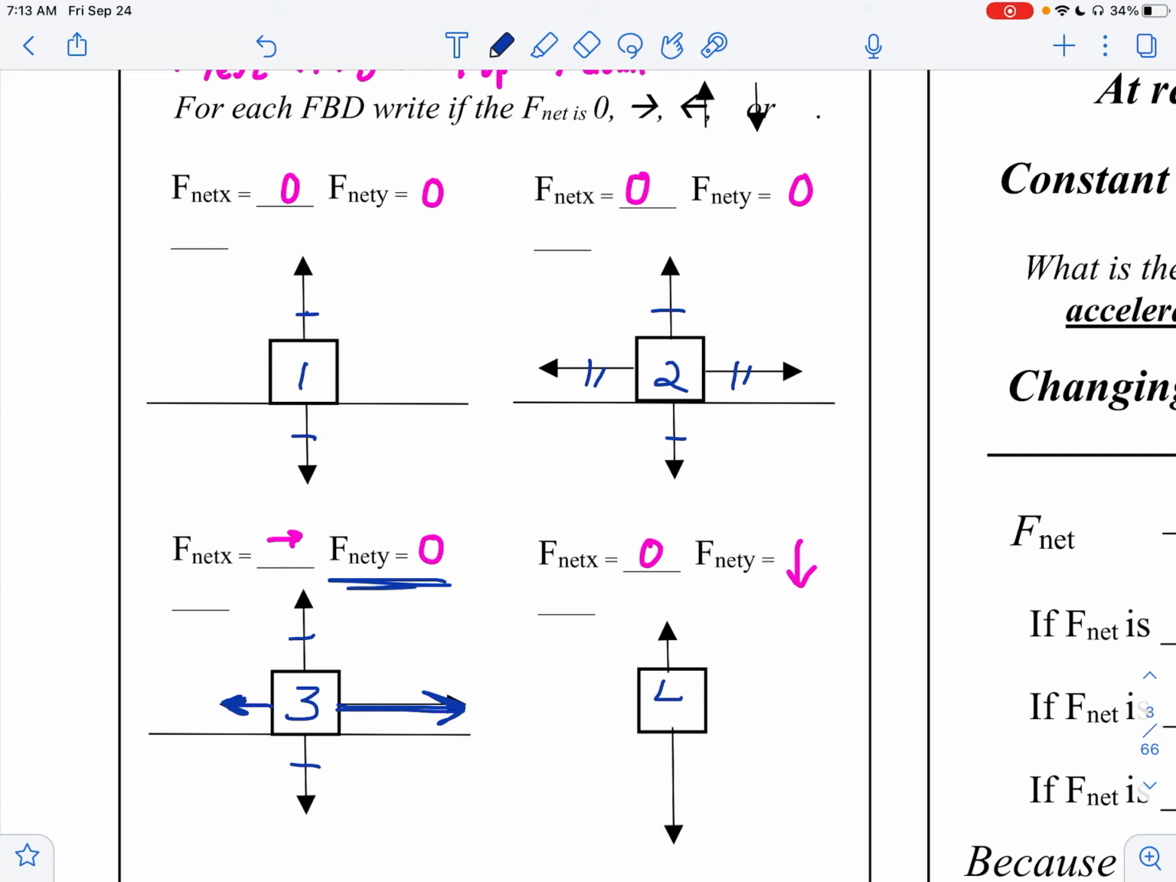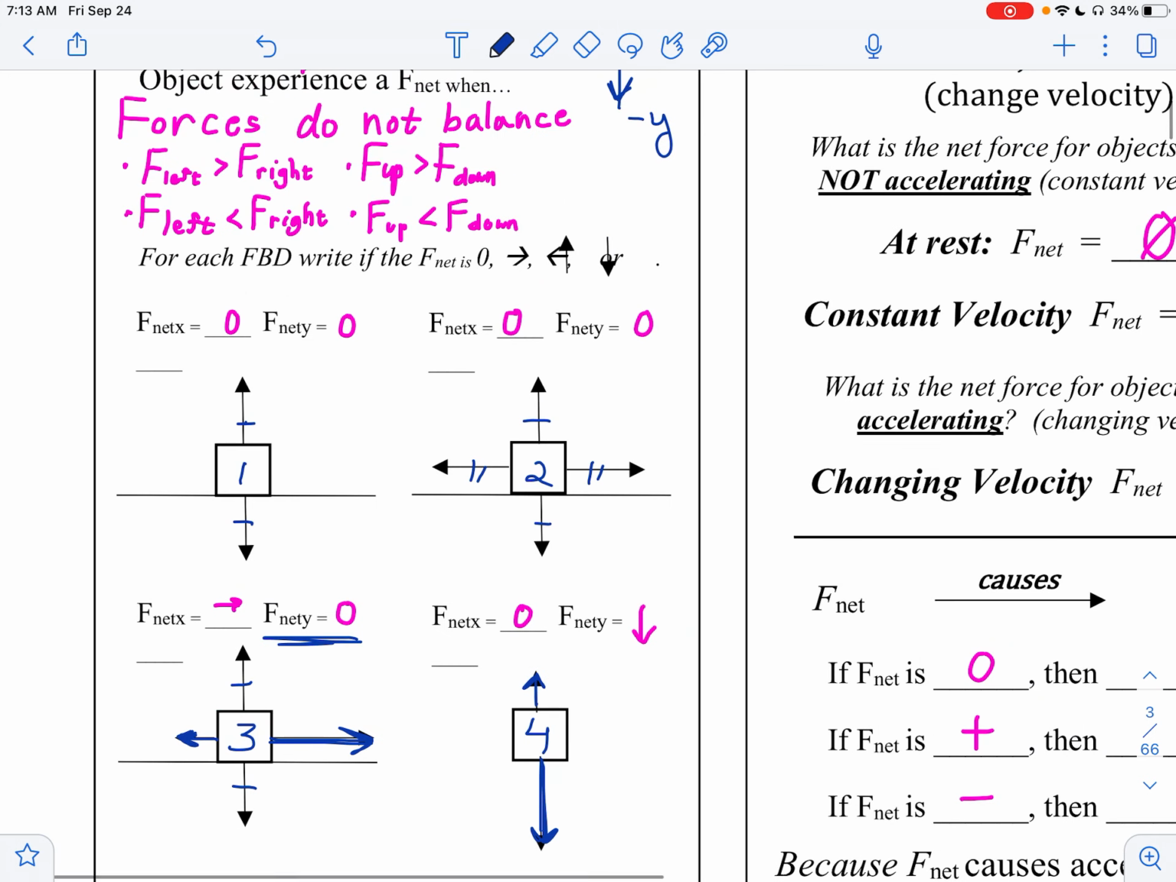And in example number 4, no forces acting left to right, so that net force is 0. And the force going down is larger than the force going up. So we have a net force that would point down. So that's how we look at net force. If you're struggling drawing FBDs, there is another video that will show you a bunch of examples of drawing FBDs.